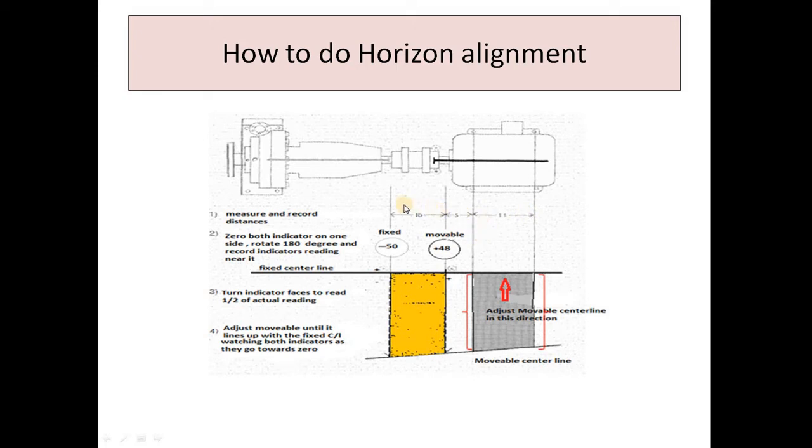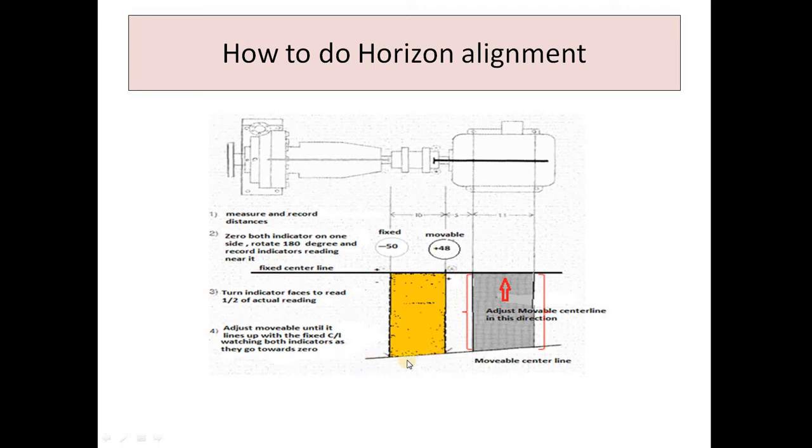Then we have to plot the readings. First, the reading on the fixed machine is -50. Then it will be on this side. We have to take the half reading, and the plus reading will be there on the movable machine, and half of this reading is to be plotted on this side.